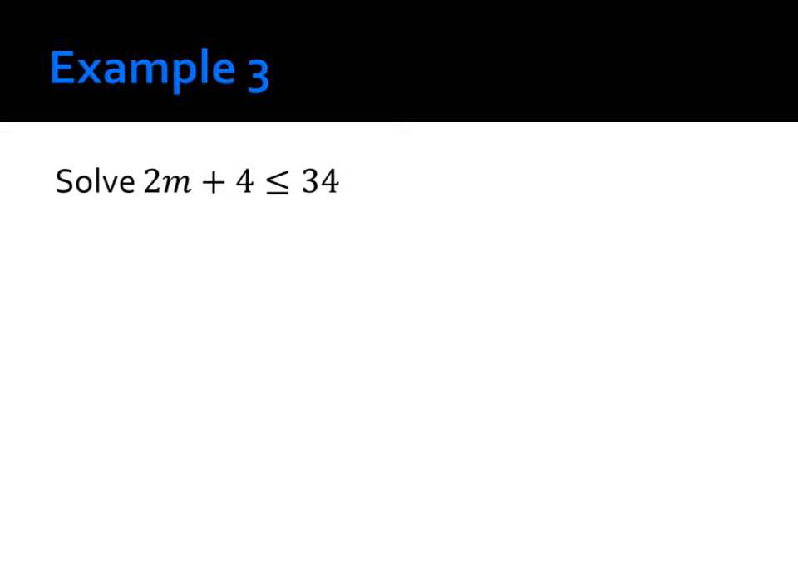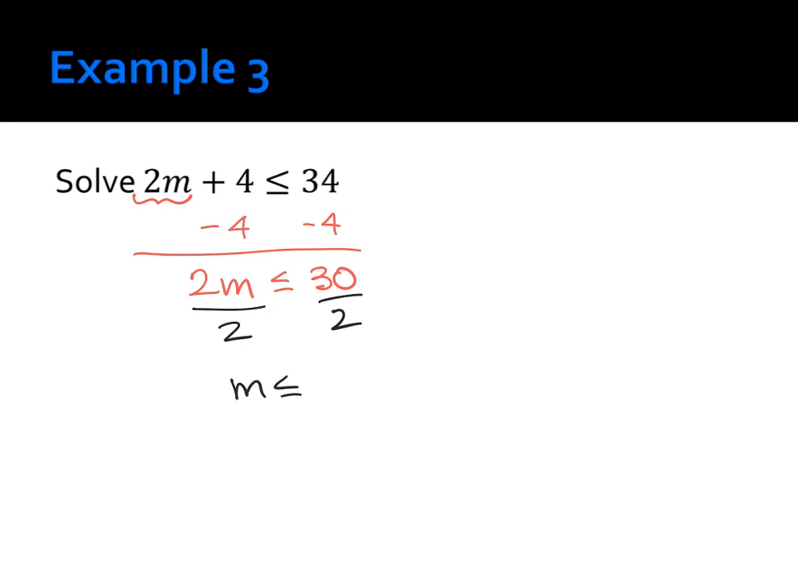Please go ahead and pause the video and try to do this one on your own. On this example, it says to solve 2m plus 4 is less than or equal to 34. Again, I want to get this piece by itself. So I will subtract 4 from both sides, leaving me with 2m is less than or equal to positive 30. I'm going to divide both sides by 2. Because I'm dividing by a positive, I get to keep my inequality the same. And 30 divided by 2 is 15. So I'm left with m is less than or equal to 15.